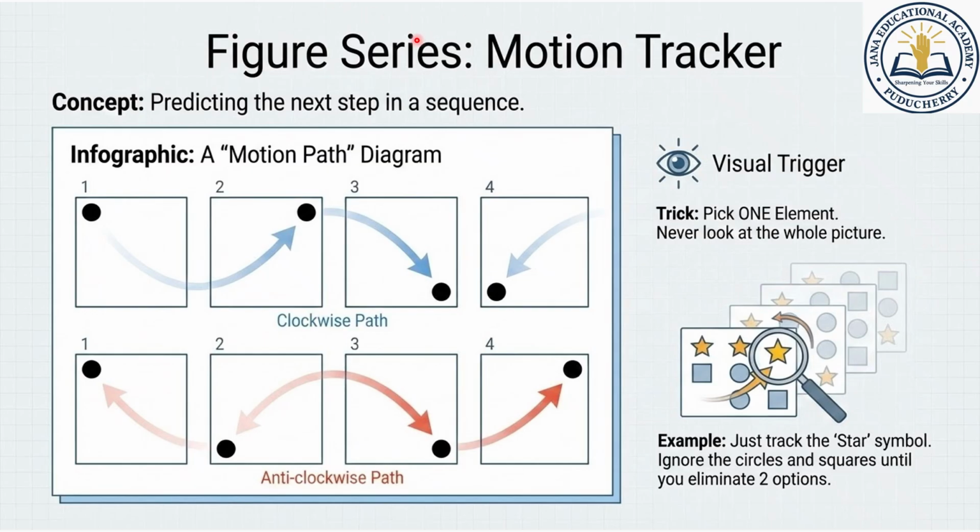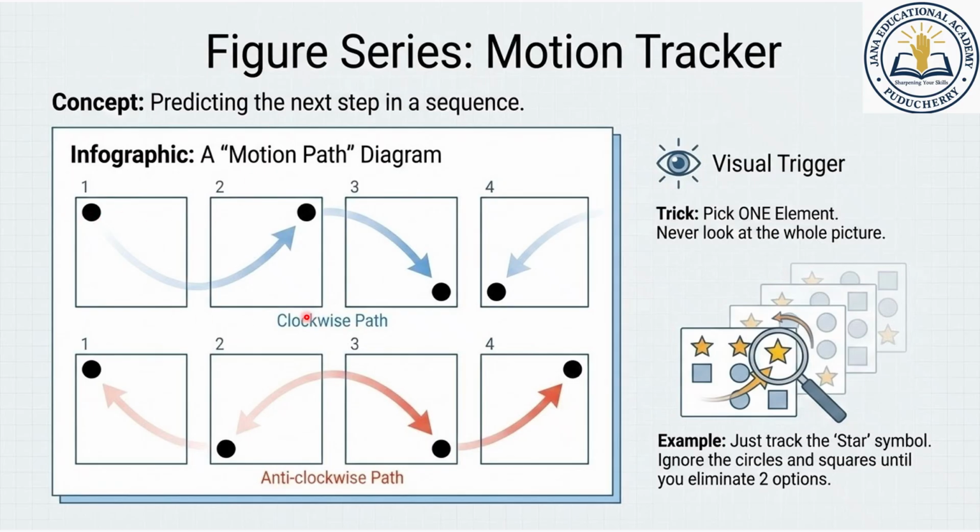Okay. Next one is the motion tracker. In the motion tracker, you have to find out the sequence. You see the path diagram. In the first diagram, it is in the top left corner. Now in the next it is showing in the top right corner. The next one will be in the bottom right corner, and the fourth is the bottom left corner. So it is rotating in a clockwise direction.